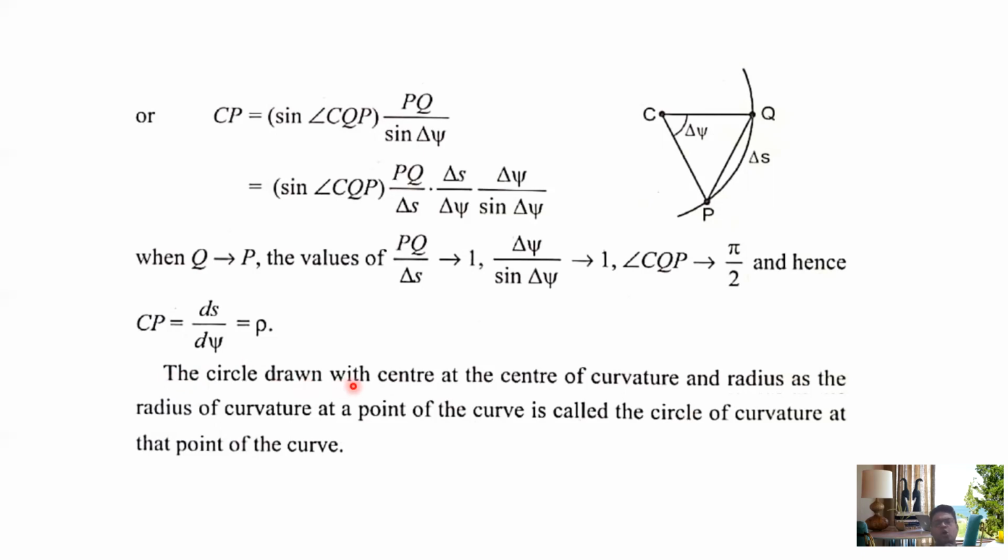The circle drawn with center at the center of curvature and the radius as the radius of curvature at a point of the curve is called the circle of curvature at that point of the curve. I repeat once again. The circle drawn with the center at the center of curvature and the radius as the radius of curvature at a point of the curve is called the circle of curvature at that point of the curve.